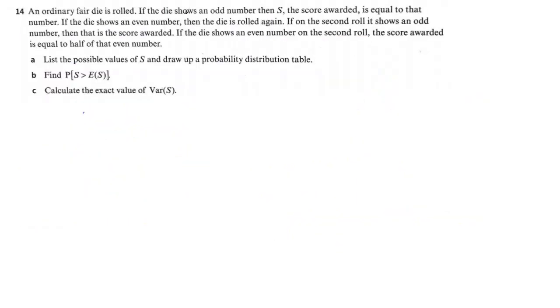In problem number 14, we've got an ordinary die, and we're rolling it. If we get an odd number, then we get whatever number we get. And if it's an even number, we get to roll again. And if on the second roll it's odd, well, then we get that number. If we roll an even number on the second roll, however, then we only get half of whatever we get. So let's kind of lay this out so we can understand what's going on with these rolls.